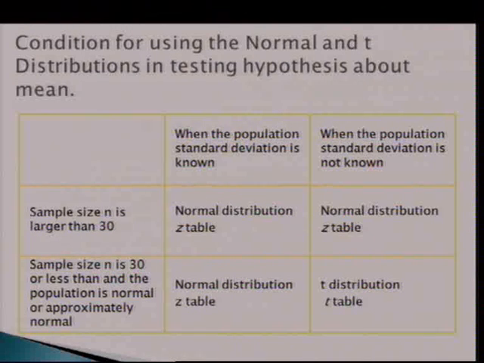And similarly, when the standard deviation is known and the sample size is even less than or equal to 30, we also refer to the Z table. But when the standard deviation is not known and the sample size is large, then we go for the Z table. But when the standard deviation is not known and the sample size is small, then we go for the T table, which is the T distribution.